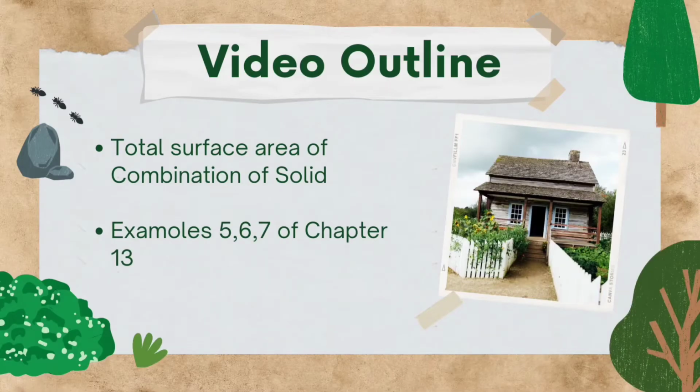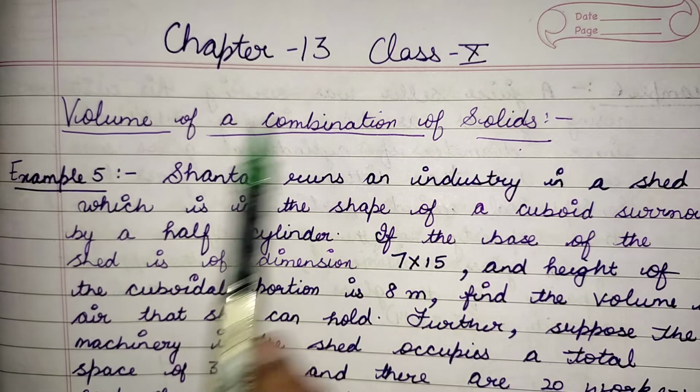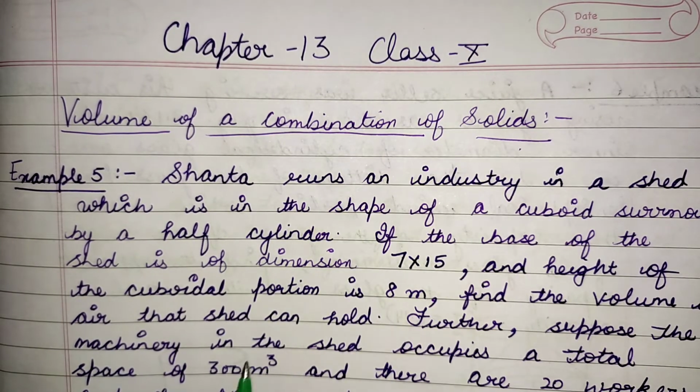So let's have an outline of this video. In this video, we are going to understand how to find out the volume of the combination of solids. Along with that, we are going to solve three examples, example number 5, 6 and 7 of chapter number 13. So let's start our example number 5 of chapter number 13 for class 10th.